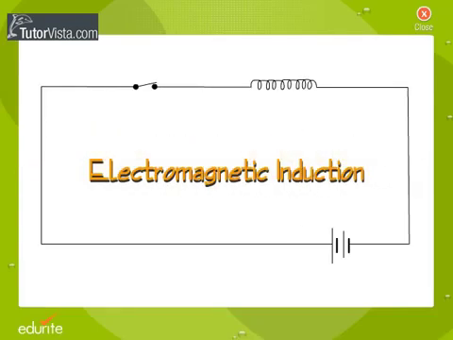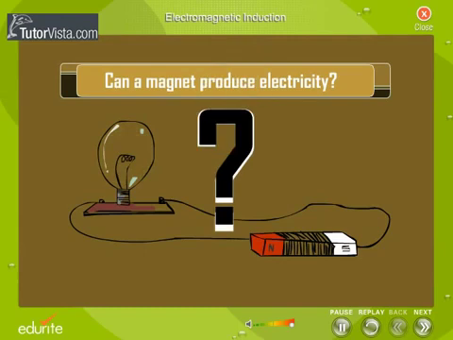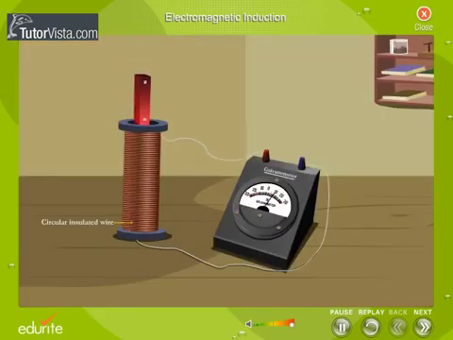Electromagnetic induction. Can a magnet produce electricity? Let's explore this. Michael Faraday, the English scientist, was the first person to prove that a magnet can create a current. To test this, he moved a magnet towards and away from the coil of wire connected to a galvanometer.